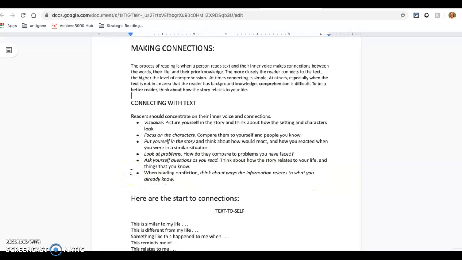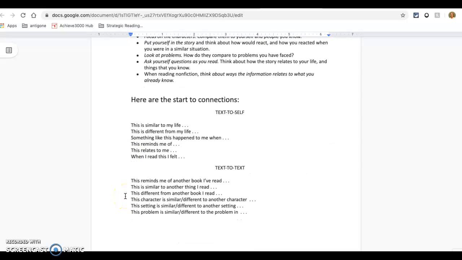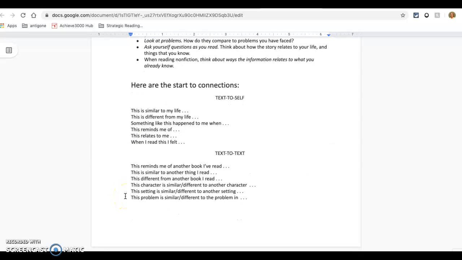And then when reading nonfiction, this is an important one: think about ways that the information relates to what you already know. If you need some assistance when you're reading through and you are having a hard time connecting, here are some sentence starters. This is similar to my life. This is different from my life. Something like this has happened to me. It reminds me of... It relates to me in some way. Or, when I read, I felt... Those are ways for you to make connections.